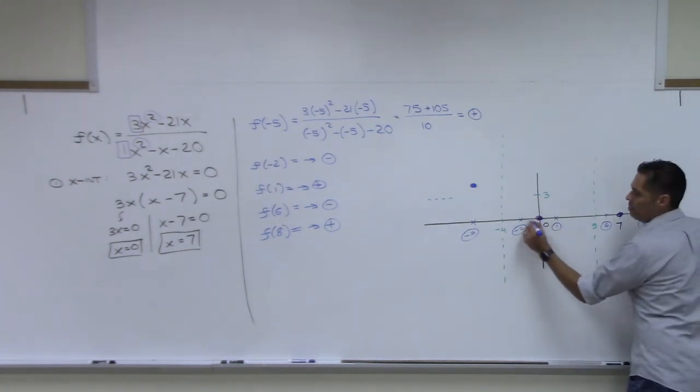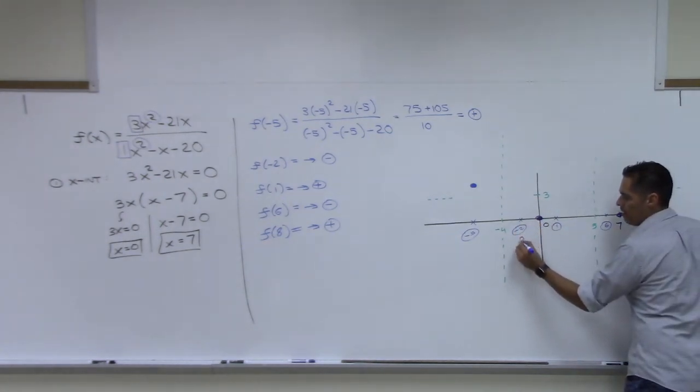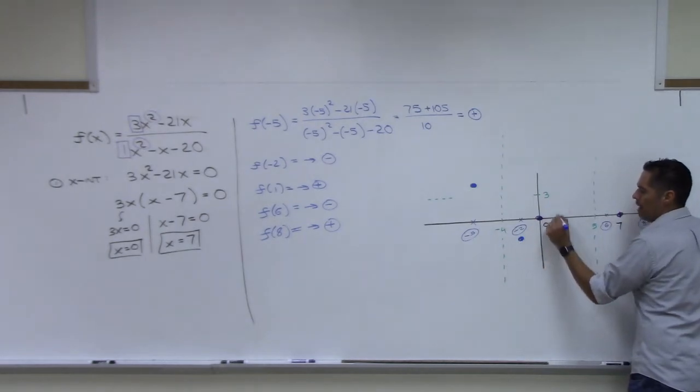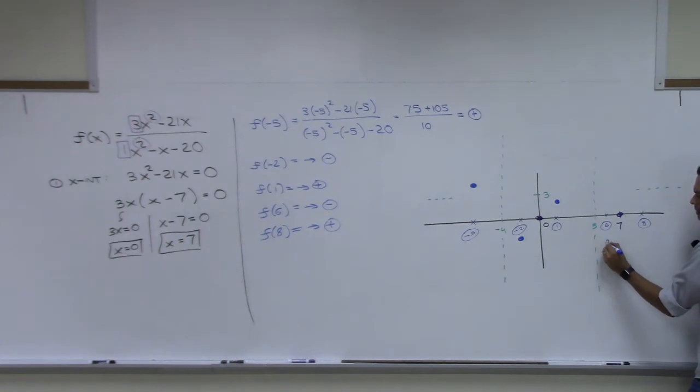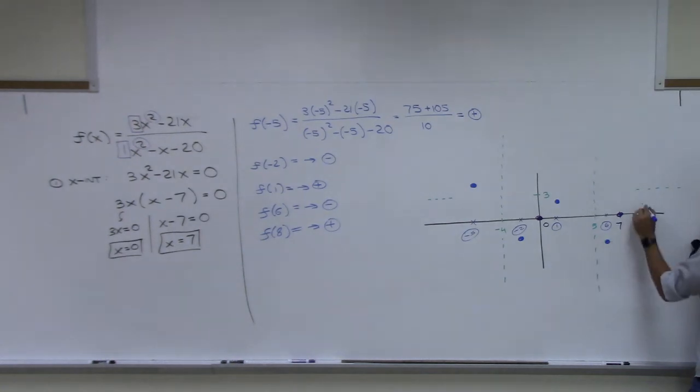So at -2, I have a negative number, so down here somewhere. At 1, I have a positive. At 6, I have a negative. Oh, these are points on the graph. And at 8, I have a positive. I should have been doing these in purple. I'll do them in purple.